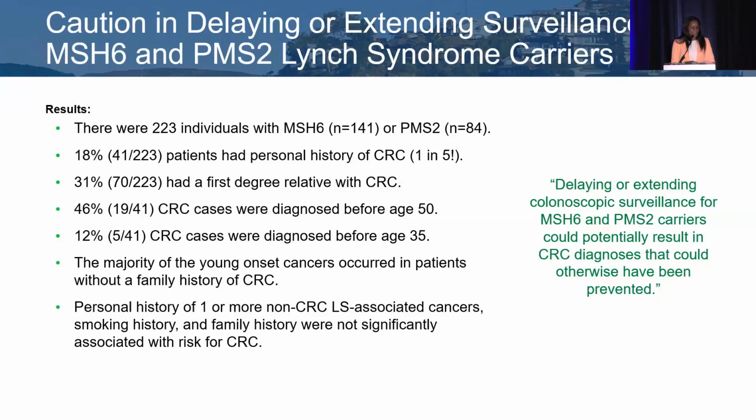I'll also note that in this study, the majority of young onset cancers occurred in patients without a family history of colorectal cancer, and also the personal history of one or more non-colorectal cancer Lynch-associated cancers, smoking, family history were not associated with the risk. So really, when we look at data like this, we wonder if that new guidance to be less aggressive about this subgroup holds, particularly in our US population.